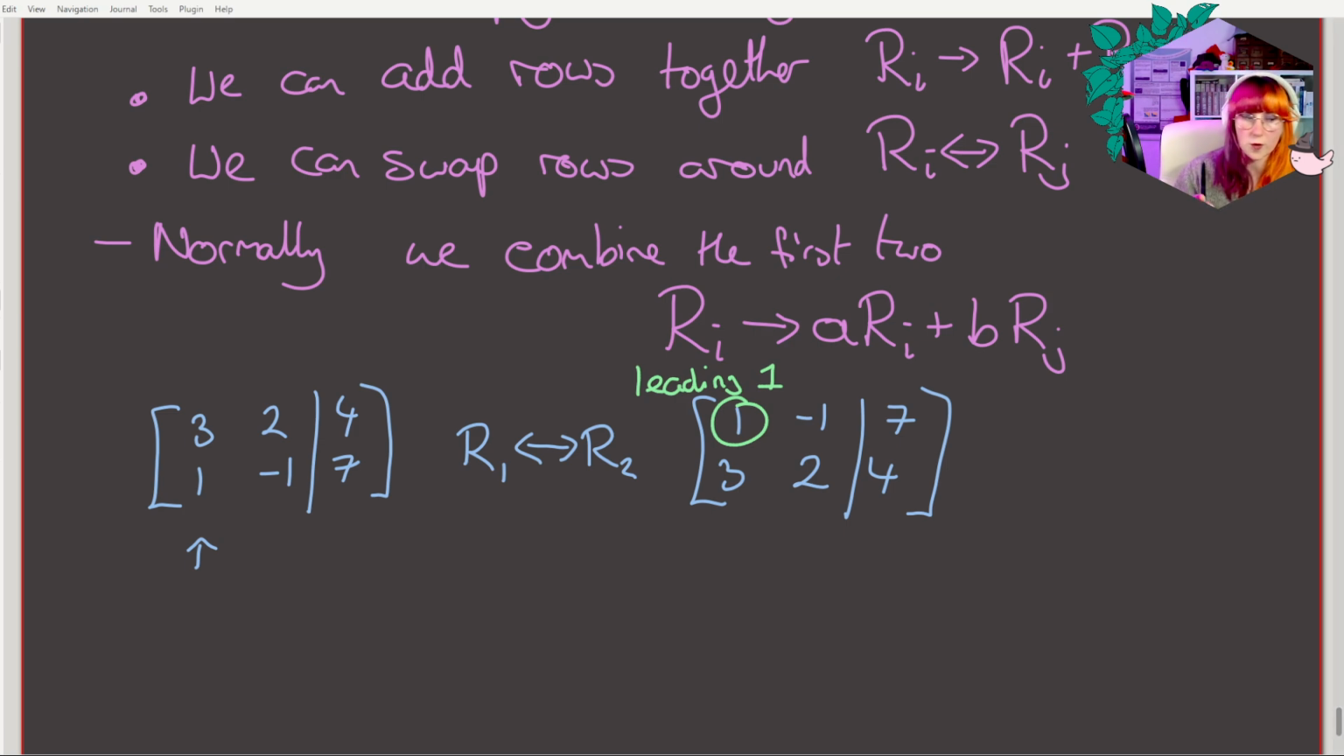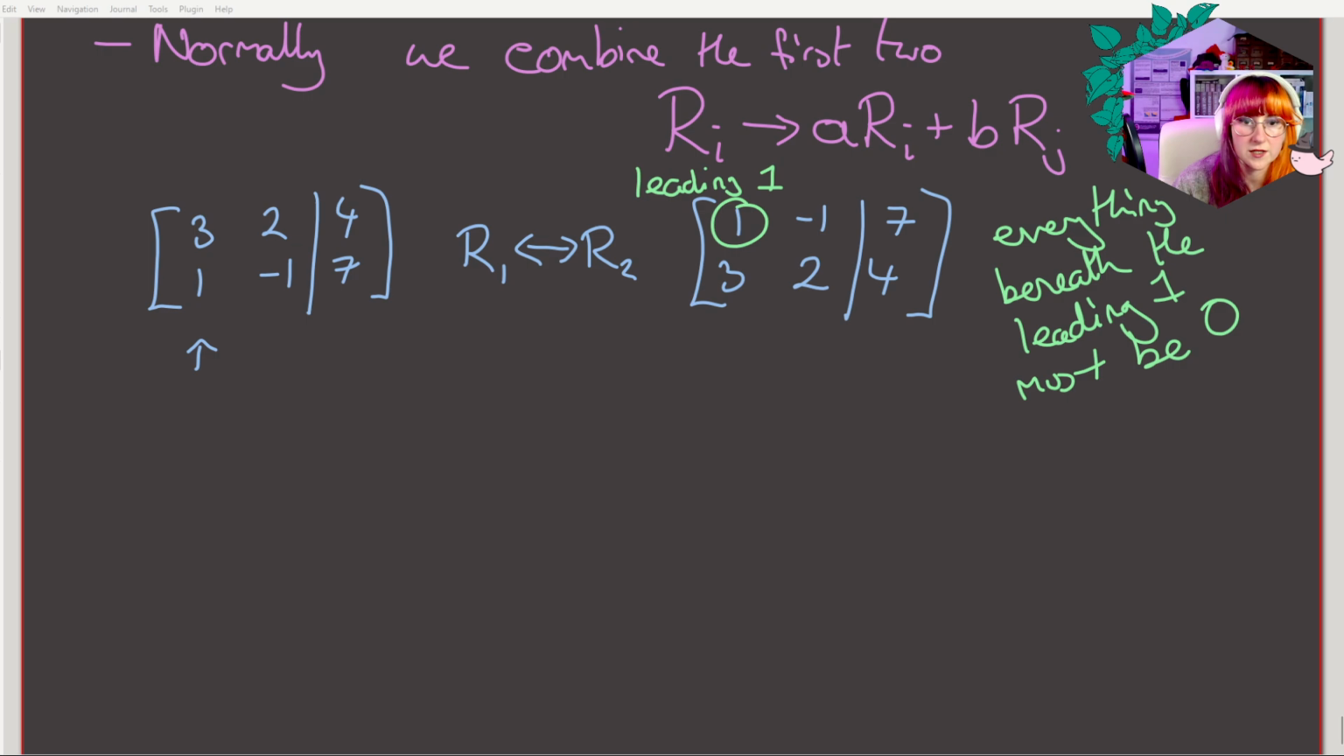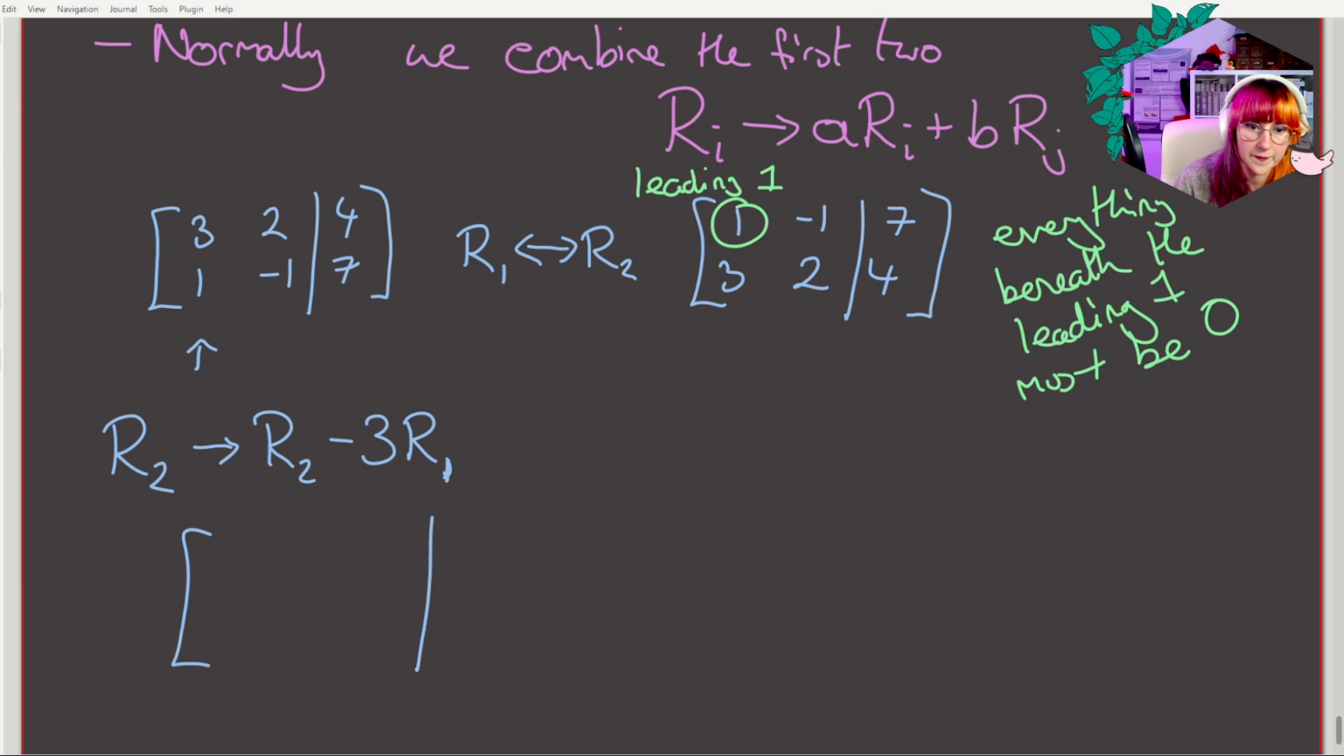So in order for that to be a leading 1 properly, everything beneath it needs to be 0. So everything beneath the leading 1 must be 0. So in order to do that, I'm going to subtract. What do I need to do to R2, so my second row, to get rid of that 3? Well, I need to do 3 minus 3 to get 0. So I'll do R2 minus 3 lots of R1.